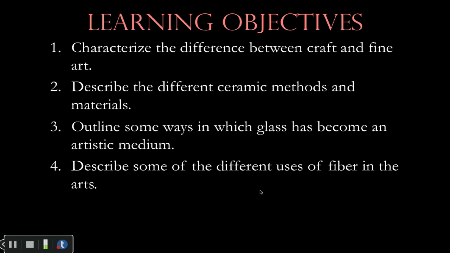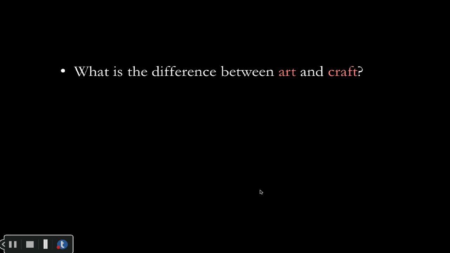Second, we're going to describe the different ceramic methods and materials. Ceramics is an important type of craft media. And then we're going to outline some ways in which glass has become an artistic medium. And at the end, we'll describe some of the different uses of fibers in the arts.